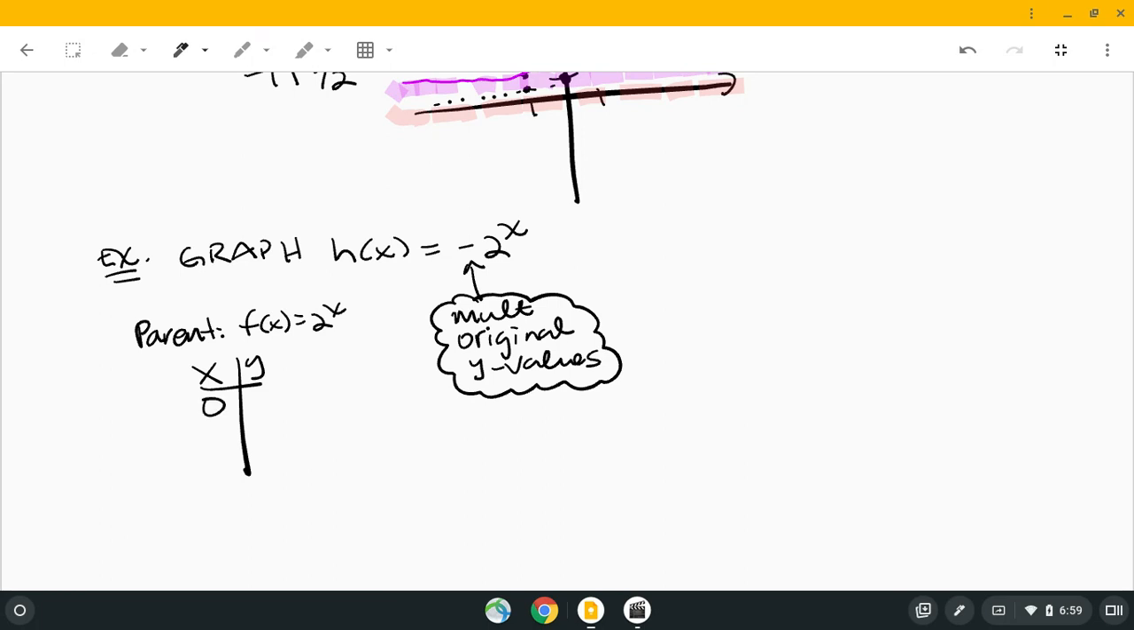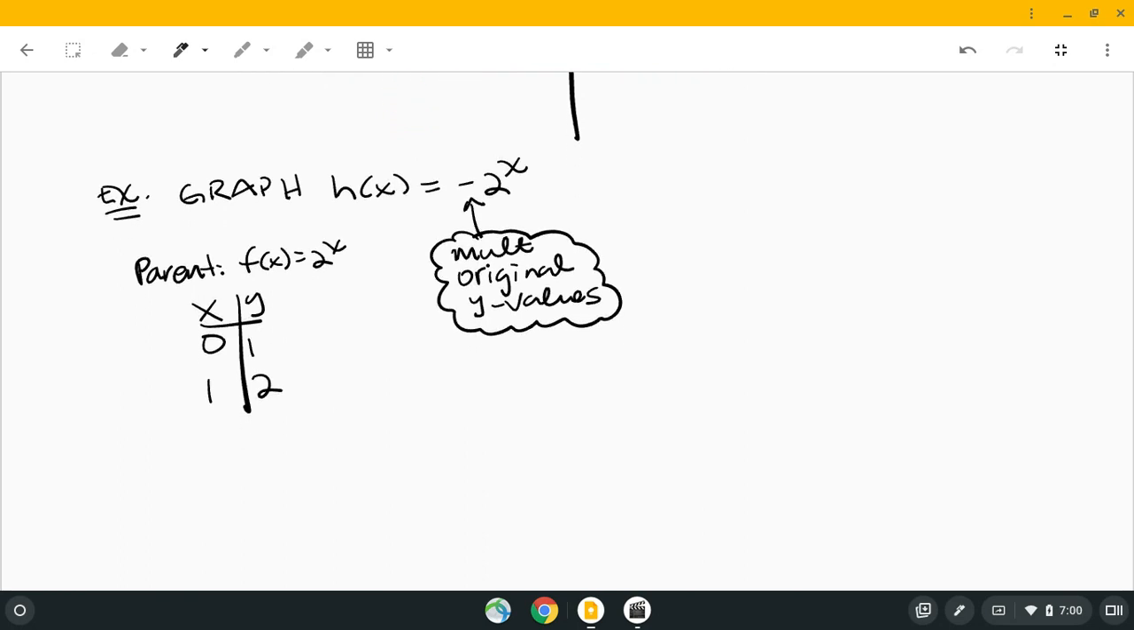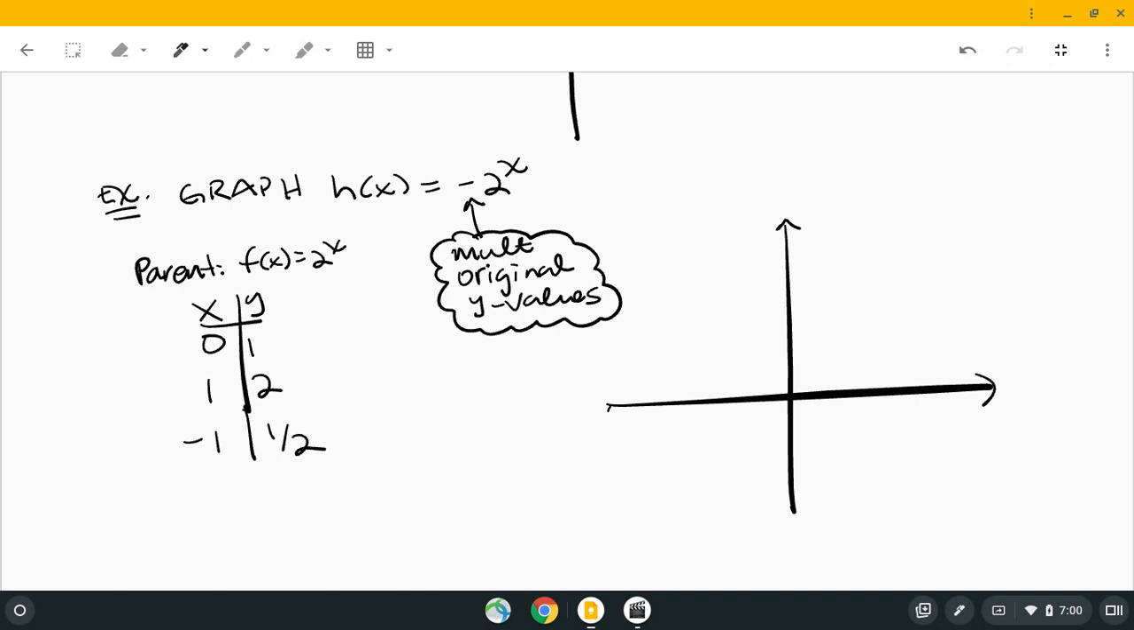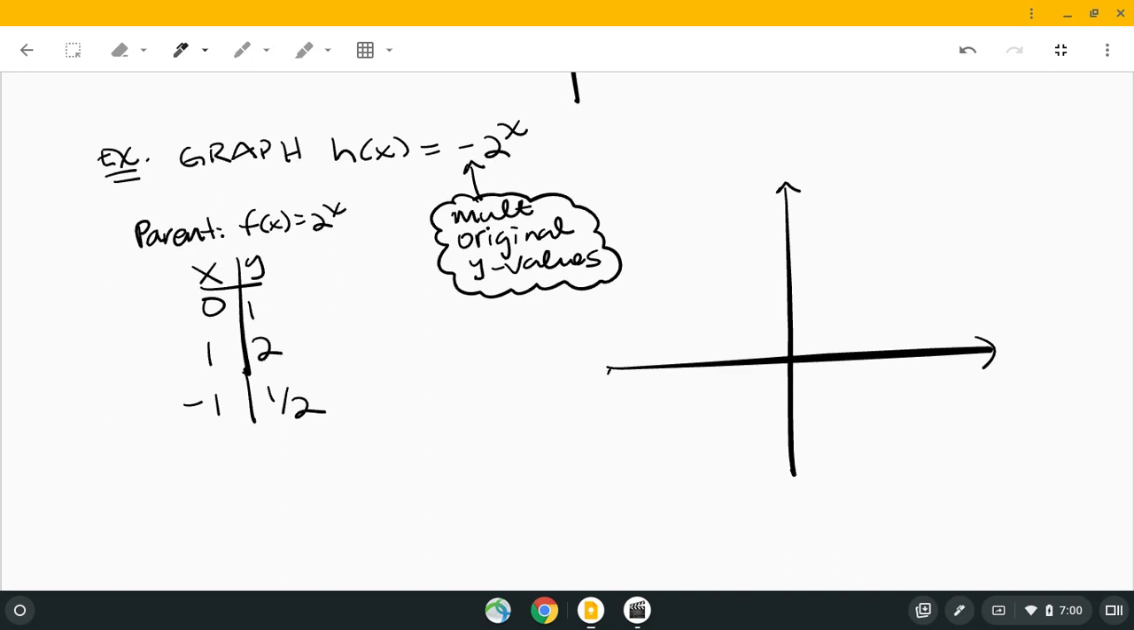When x is 0, y is 1. When x is 1, y is 2. If you want to do one more, that's fine. We get 1/2. All right, so parent function 0, 1, 1, 2, -1, 1/2. This is our parent function.